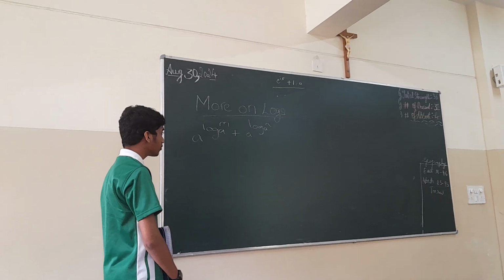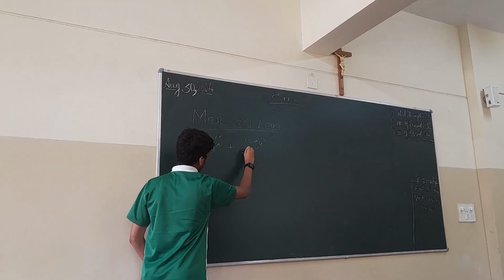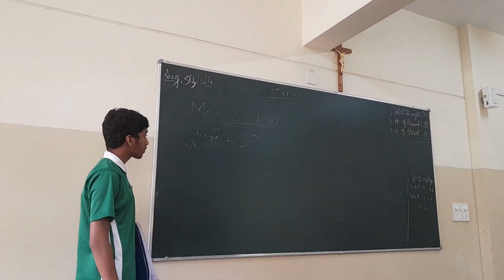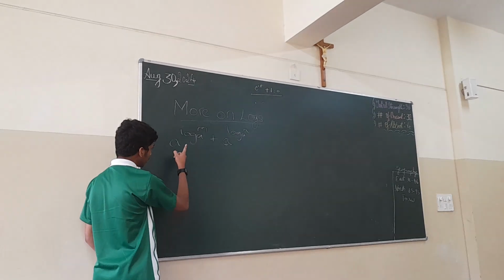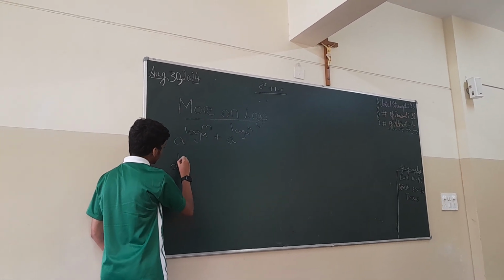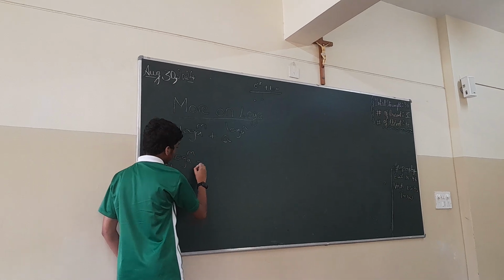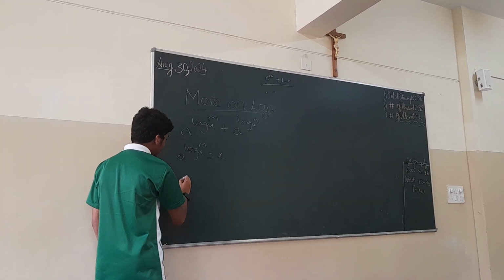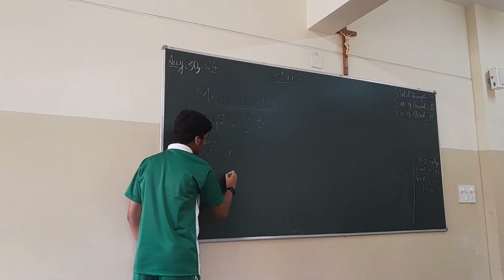What do you think the answer is for this? Let's say a raised to log m to the base a is equal to x, and a raised to log m to the base a is equal to y.